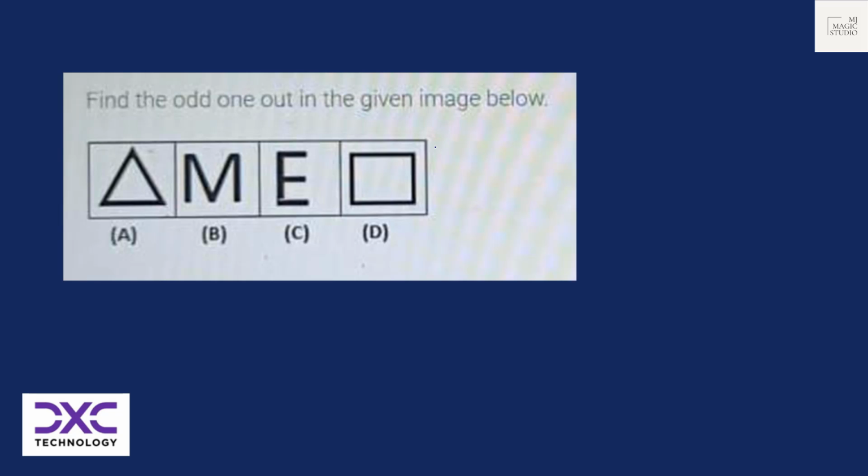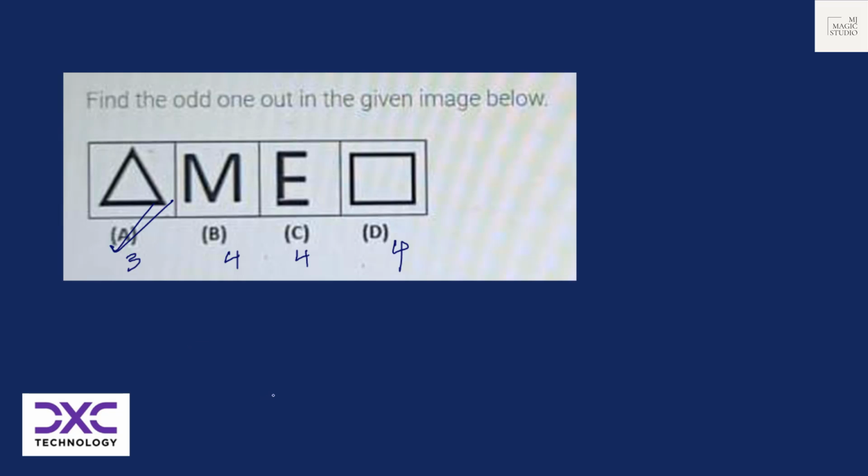Find the odd one out in the given image below. Again, a classification question. And the last one is on the screen. Let's try. Here we can see that we have got four lines to make this figure. 1, 2, 3, 4 lines. Here also 1, 2, 3, 4. For a square, we also need four lines. So as far as this line classification is concerned, I'll mark A because it is a three-lined figure.